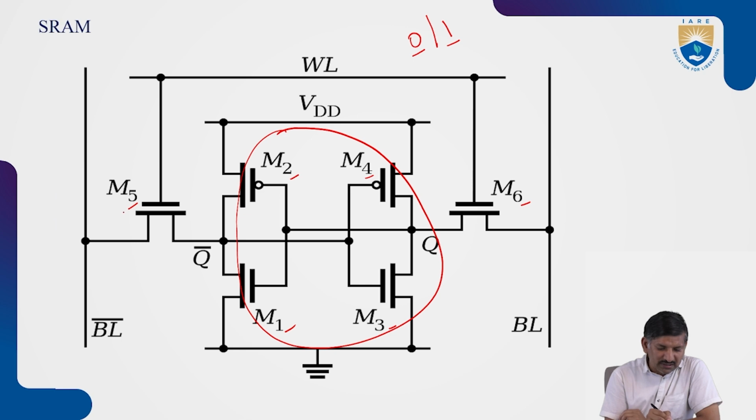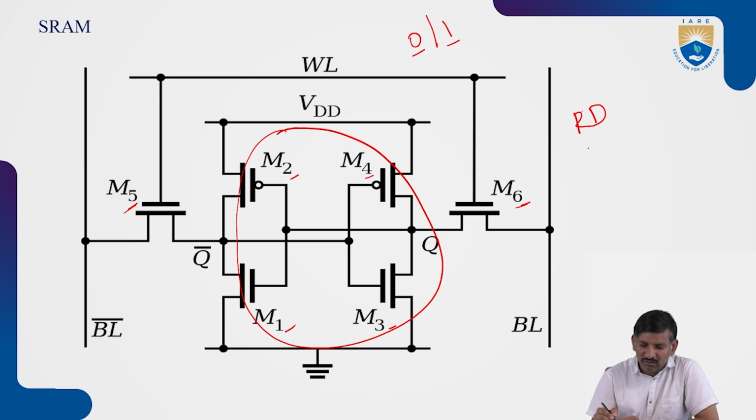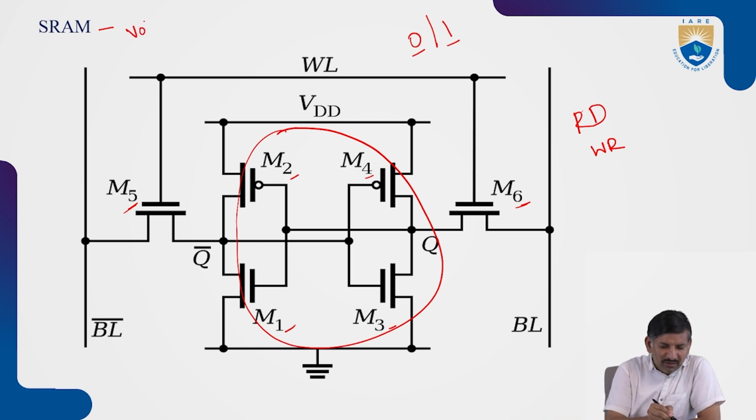One MOSFET is designed for controlling the read operation, and another MOSFET is designed for controlling the write operation: read control and write control. In static random access memory, the information is stored in the form of voltage.